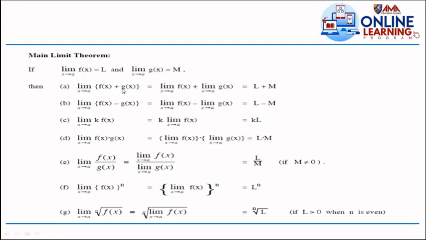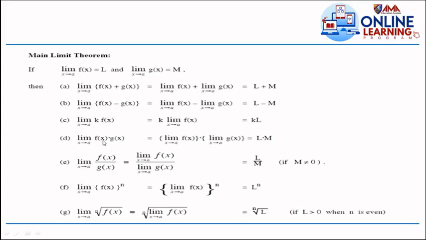So the limit of f of x plus g of x as x approaches a. It goes like this in our theorem. We are going to distribute the limit: the limit of f of x as x approaches a plus the limit of g of x as x approaches a is equal to L plus M. Okay? Next, we have the subtraction. The limit of f of x minus g of x as x approaches a, we are going to use the distributive property. It is still the same: the limit of f of x minus the limit of g of x as x approaches a is equal to L minus M.